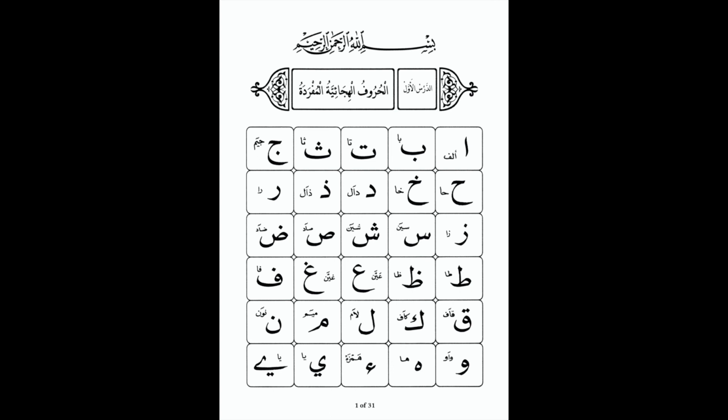Ain from the middle of your throat. Ha and ain from the same place. Ain, ha, ain, okay. Ghain from the top of your throat. Kha and ghain from the same place. It's not ga, kha, wrong. It should come out from your throat. Ghain, kha, ghain, okay.